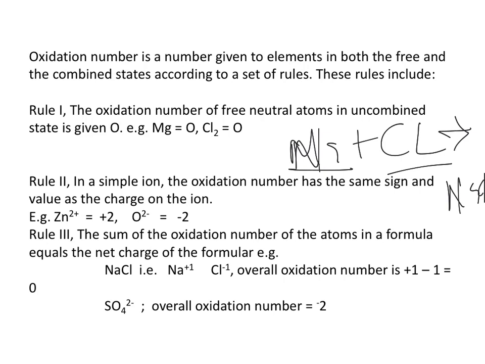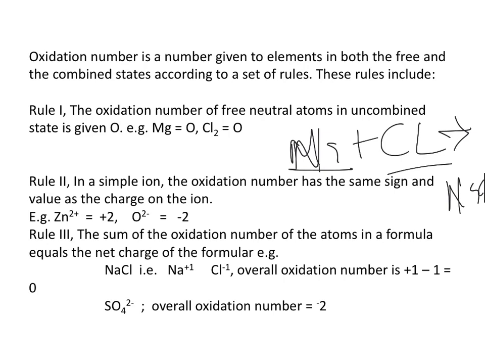Rule 2. In a simple ion, the oxidation number has the same sign and value as the charge on the ion. Take for example Zn2+. The oxidation number is +2. For O2-, the oxidation number is -2.